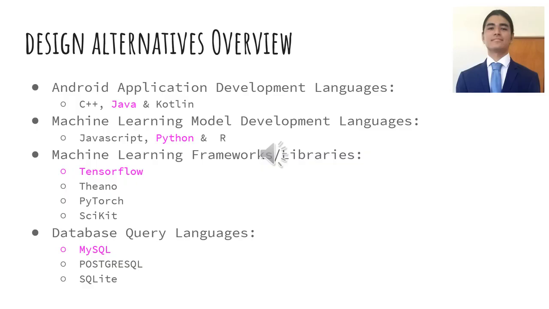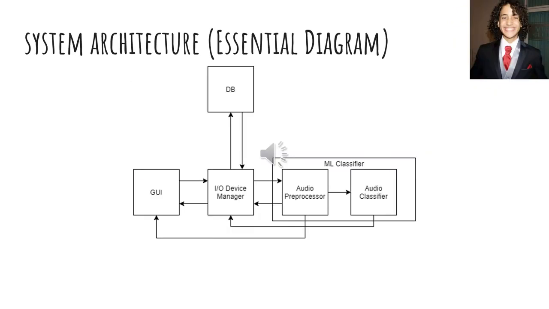And now for Alejandro, who will talk about the system architecture. Here we have the essential diagram for the system architecture, in which we see the major modules and their interactions with one another with respect to the most important processes found within our application.